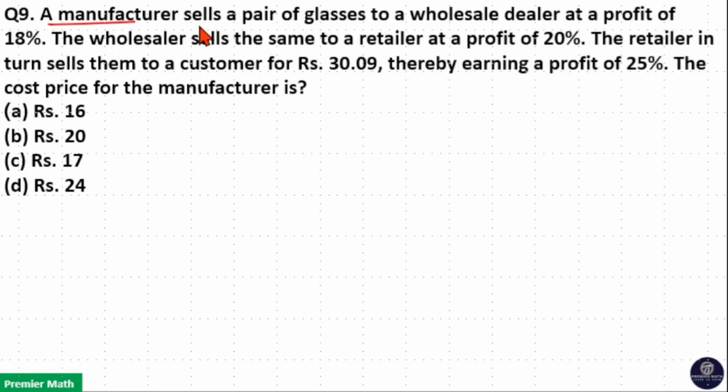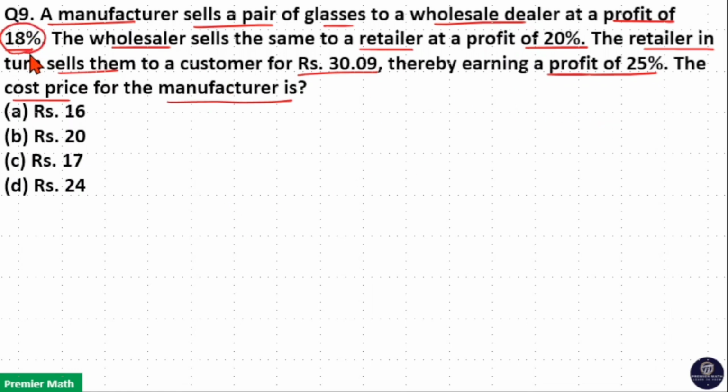A manufacturer sells a pair of glasses to a wholesale dealer at a profit of 18%. The wholesaler sells the same to a retailer at a profit of 20%. The retailer in turn sells them to a customer for rupees 30.09, thereby earning a profit of 25%. The cost price for the manufacturer is. Here either you take the successive discount of these three profit or take the ratio and then multiply together.